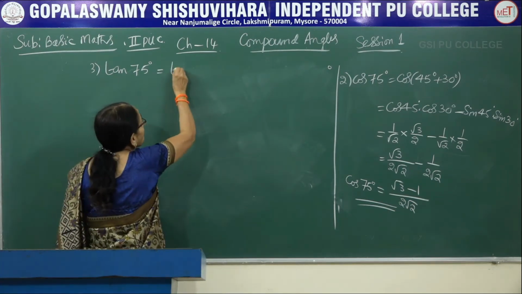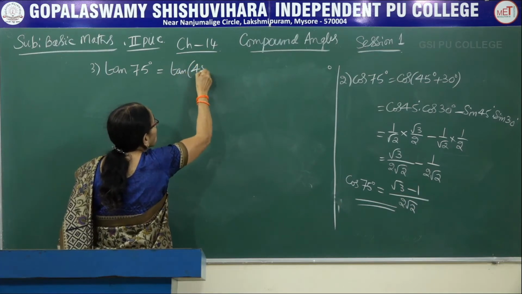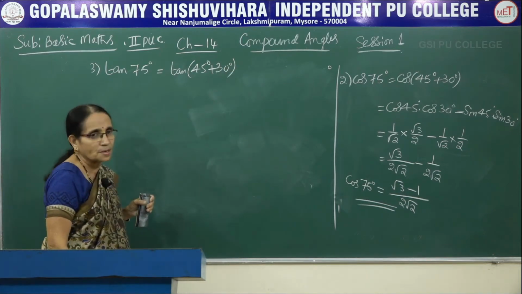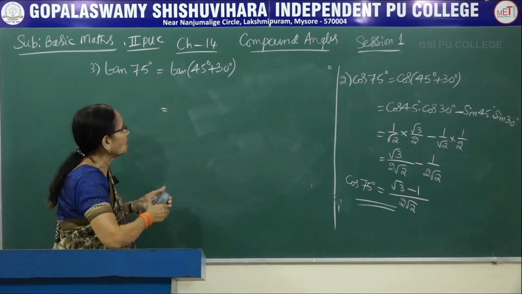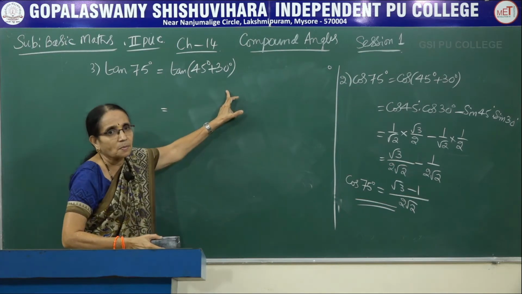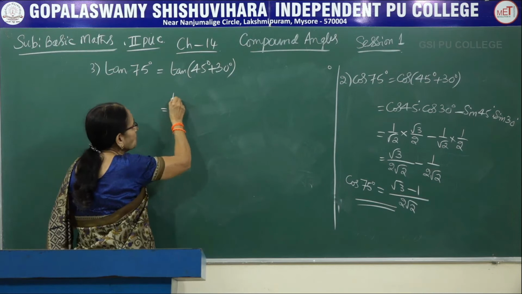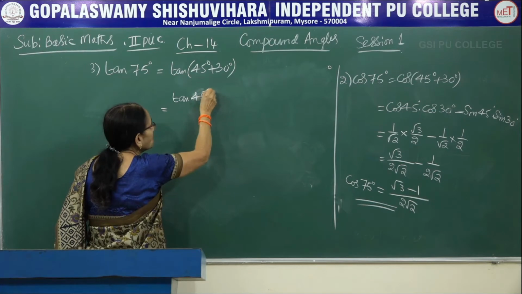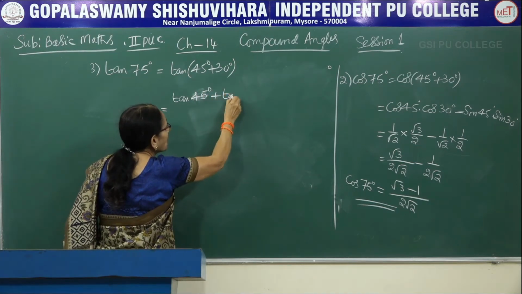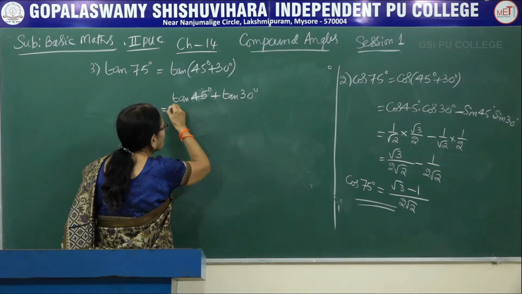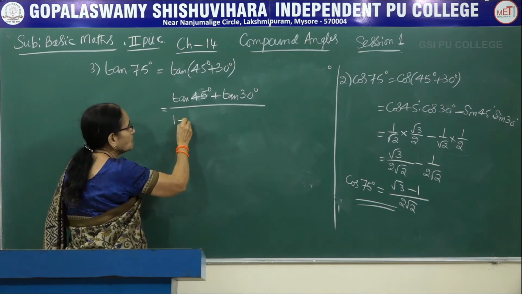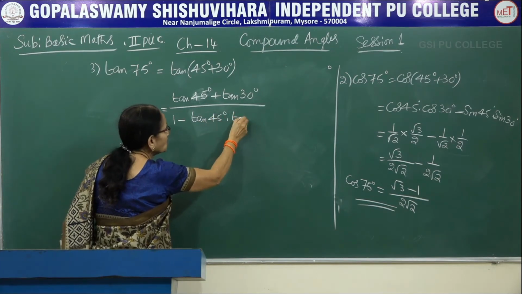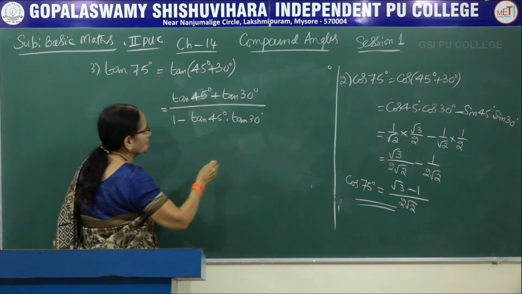Or else, as in the earlier cases also, you can write it as the sum of the two angles, tan 45 plus 30. Now, again it is of the form tan of A plus B. Now, let me use the formula. It is tan A. What is tan A here? Tan A means tan 45 plus tan B, that means tan 30, whole thing divided by 1 minus tan A, that is tan 45 into tan B, that is 30 degree.